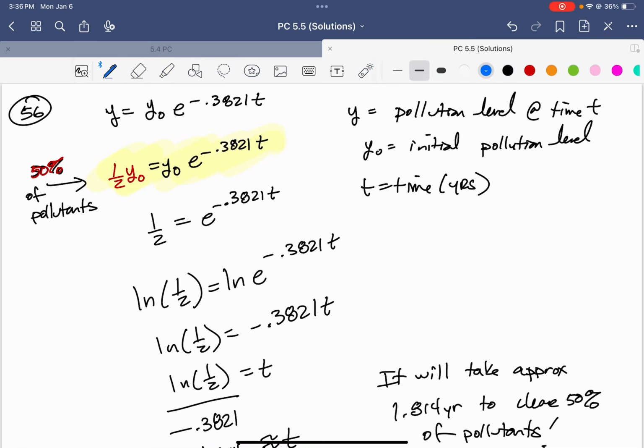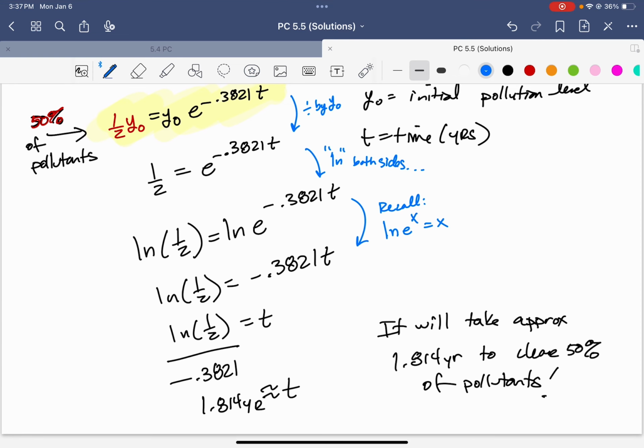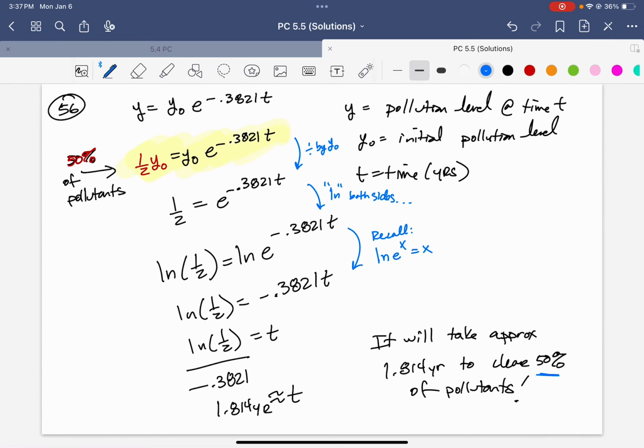The way that you solve that is to divide by y naught. Cancels out. And then from here to here, I take ln of both sides. So in other words, you plug them both into the natural log function. Get this. Natural log of e to the stuff. Natural log of e to the x is just x, as a property of natural log. Then you get t is approximately equal to 1.814 years is when you're going to clear out 50% of that pollution.